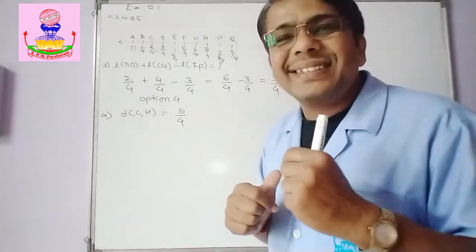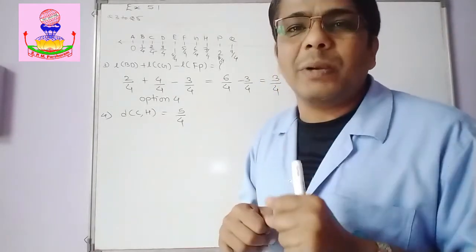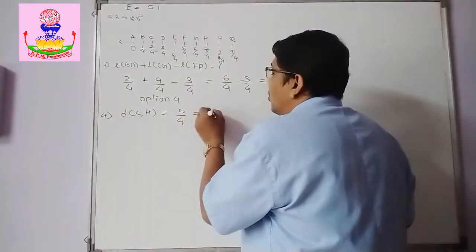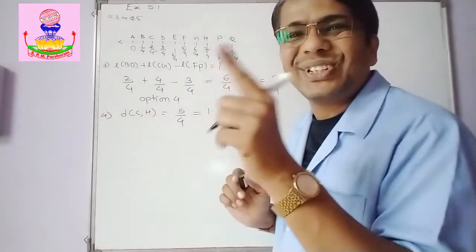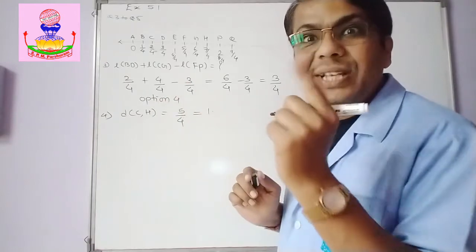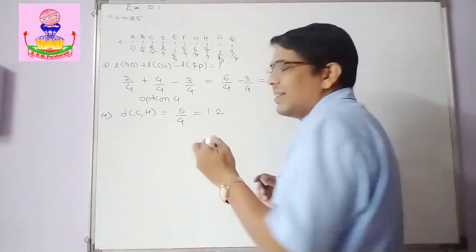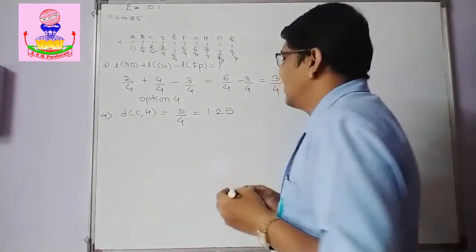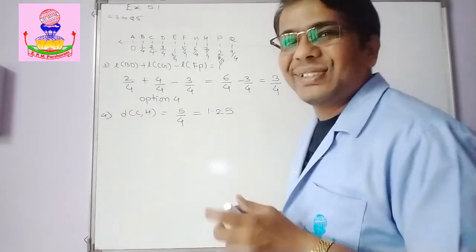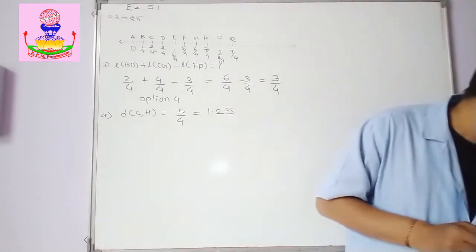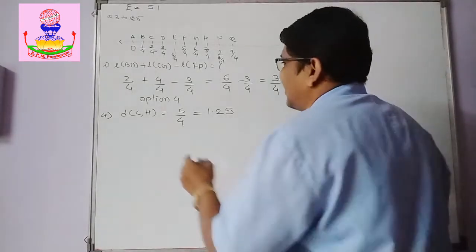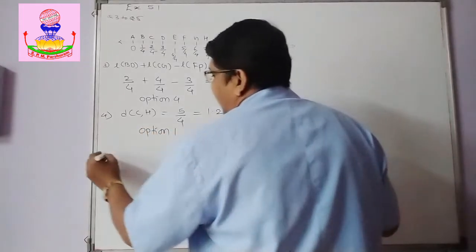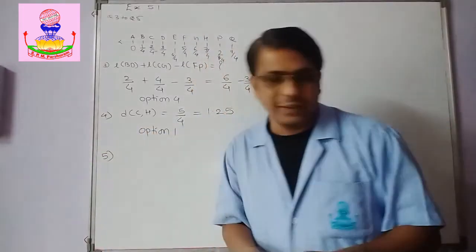But the answer given is not in this way. It is in decimal point. So, what to do? Divide it. 4 ones are 4. Remainder 1. So, 10. 4 twos are 8. Remainder 2. 20. 4 fives are 20. And so, the answer is 1.25. So, option number, yes, option 1. Option 1. And then we can go for the fifth question.